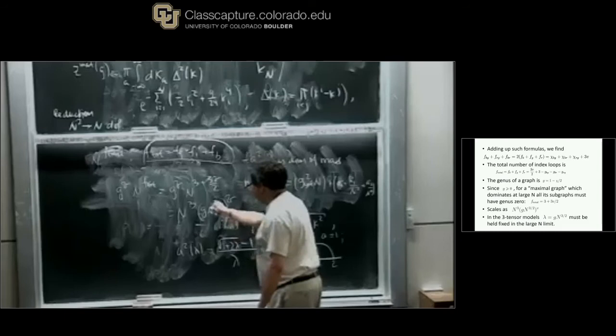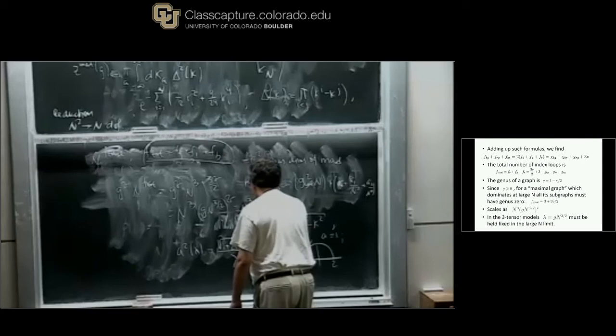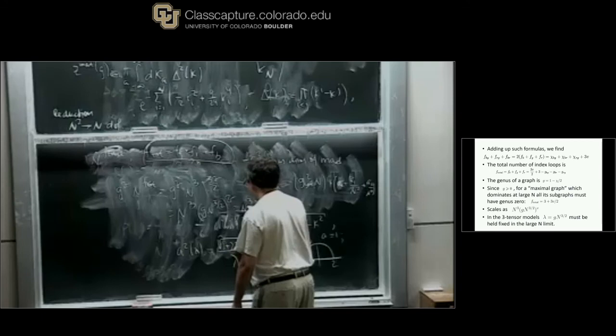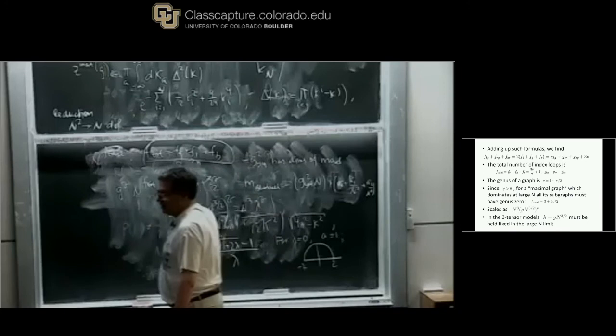But this is exactly our lambda, right? So you see that this is n cubed lambda to the power v. So that proves it, basically. So you cannot beat this. There will not be any graph that exceeds this n scaling.